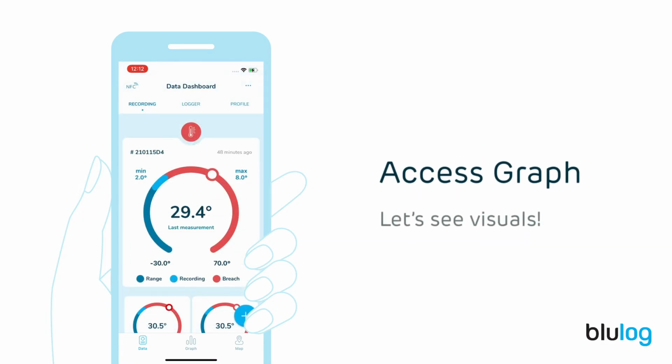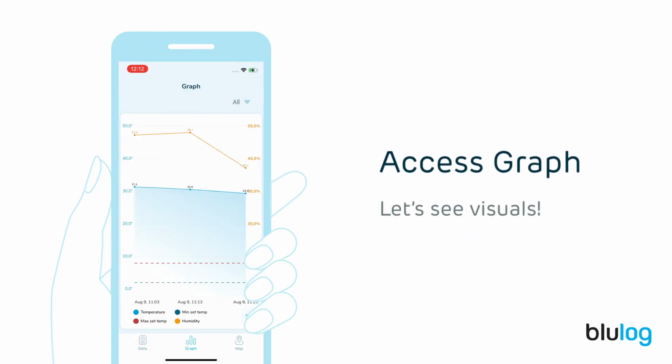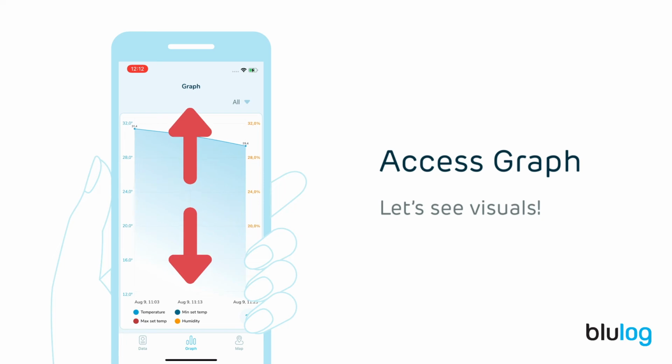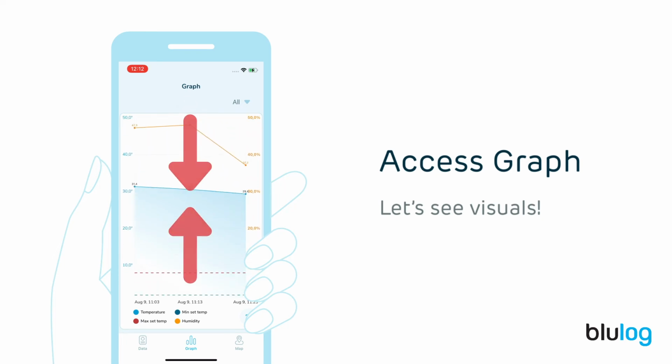In order to see a graph, select a Graph tab from the bottom menu. In order to widen or shrink the graph horizontally, drag it or expand it with your fingers horizontally. In order to widen or shrink the graph vertically, drag it or expand it with your fingers vertically.